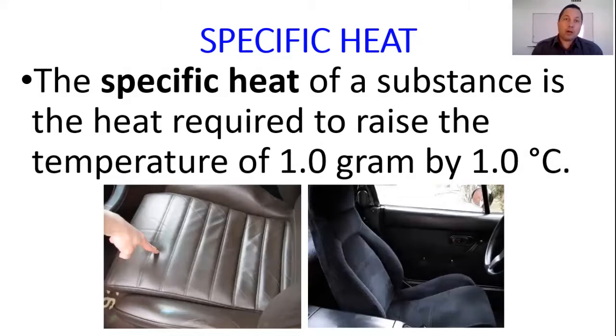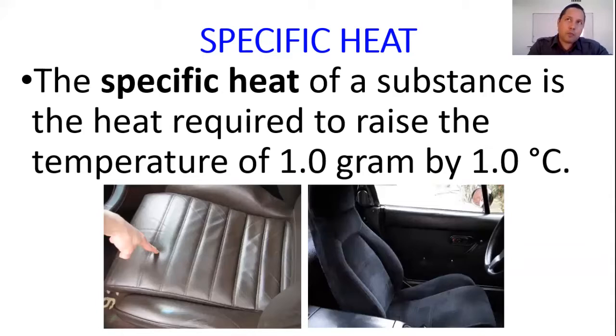Let's begin our lesson on thermochemistry by talking about specific heat. And before we actually get to the definition on the slide, let's talk a little bit about the pictures. On the picture on the left, you see a leather chair. On the picture on the right, you see a car chair that has cloth. That's a material for them.